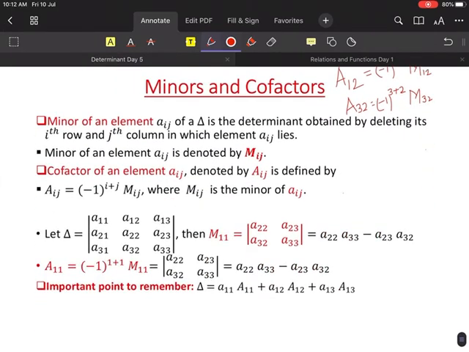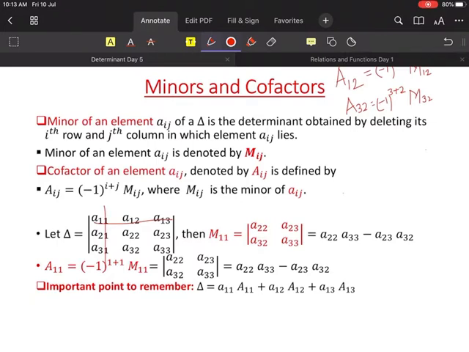So let's see an example. Suppose this is our determinant. These are givens. We are finding M11, the minor of A11. I will cut this one, cut this one. I get A22, A23, A32, A33. And I know how to find the determinant of an order 2 matrix: multiply these two minus multiply these two. Simple. Yes or no? Clear?